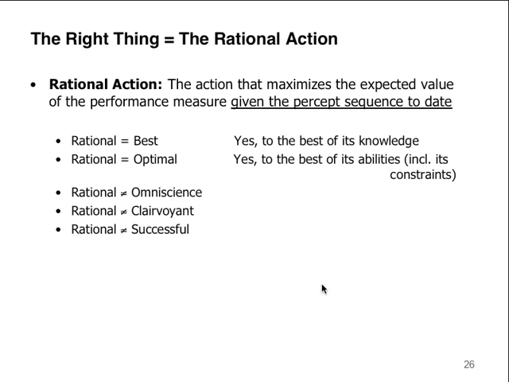So I'm going through different types of agents, by the way, because we have different types of agents that work together, even in terms of human thinking. And our problem solution is going to be a combination of many agents. So here's the right thing, the rational agent. The rational agent maximizes the expected value of the performance measure given the percept sequence to date. So rational might equal best or might equal optimal. So yes, the best is of its knowledge, or best of its abilities, including any constraints.